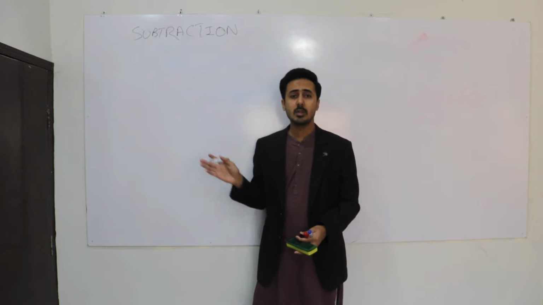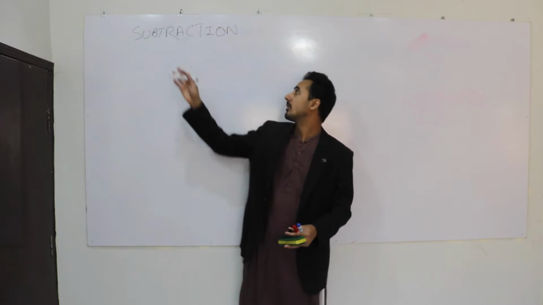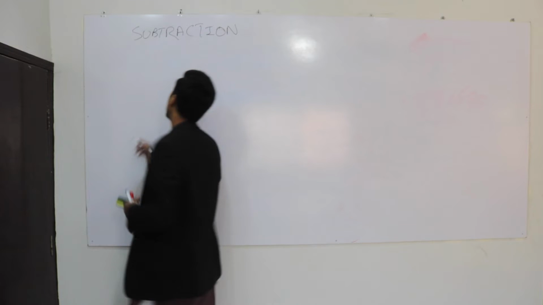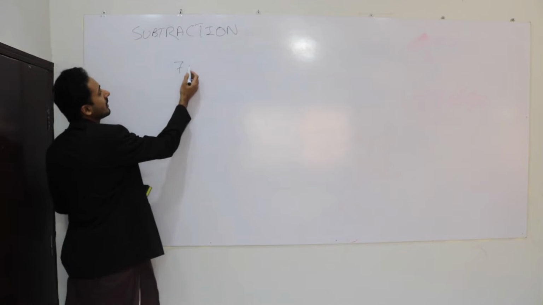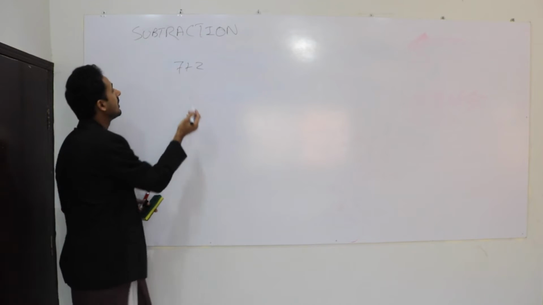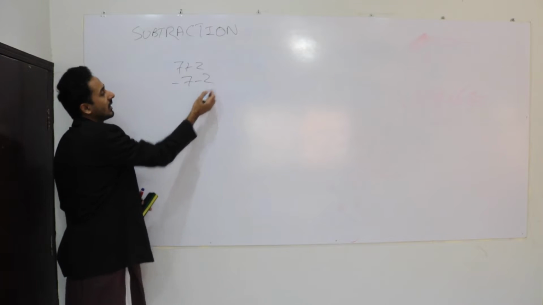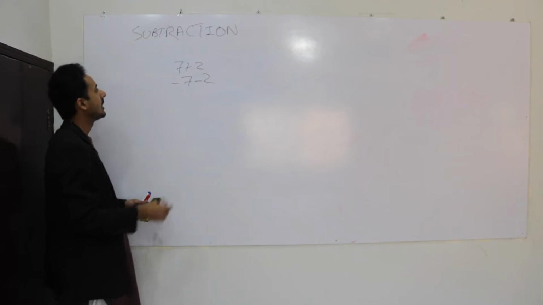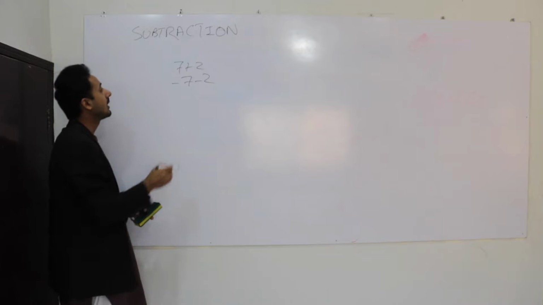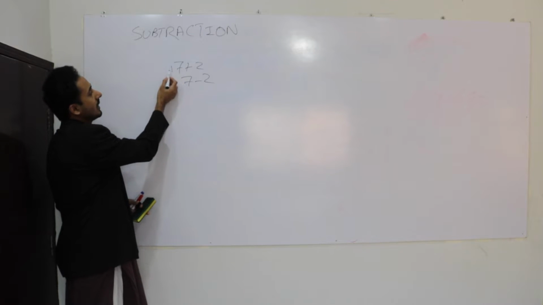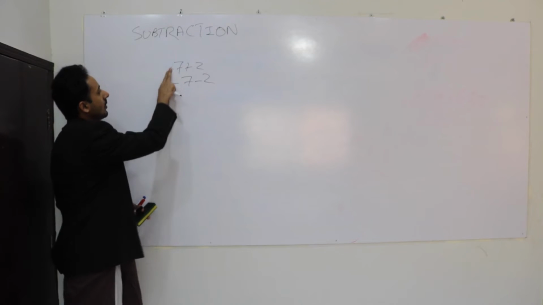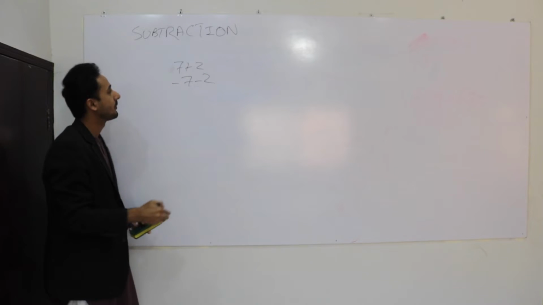Let's recall a little bit about addition, then we will move towards subtraction. If both numbers contain the same signs, for example both contain a positive sign or both contain a negative sign, we will do addition. And you don't need to write a positive sign with the first number. If it is positive, it is already understood, you don't need to write it.